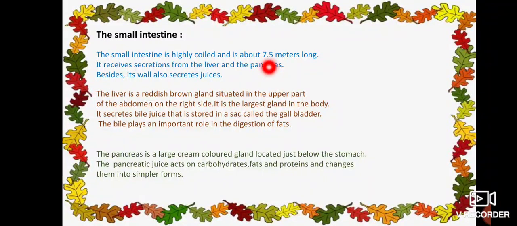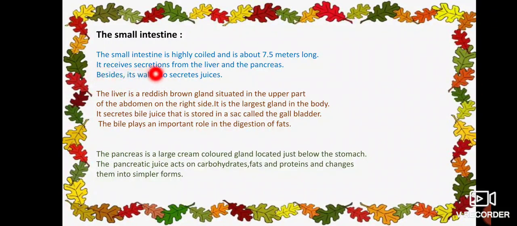See, just imagine your height. It may be 4 feet or 4 point something, or 5 feet. Sometimes some people are 6 feet tall. See the size of this small intestine, 7.5 meters. That means it is very long.